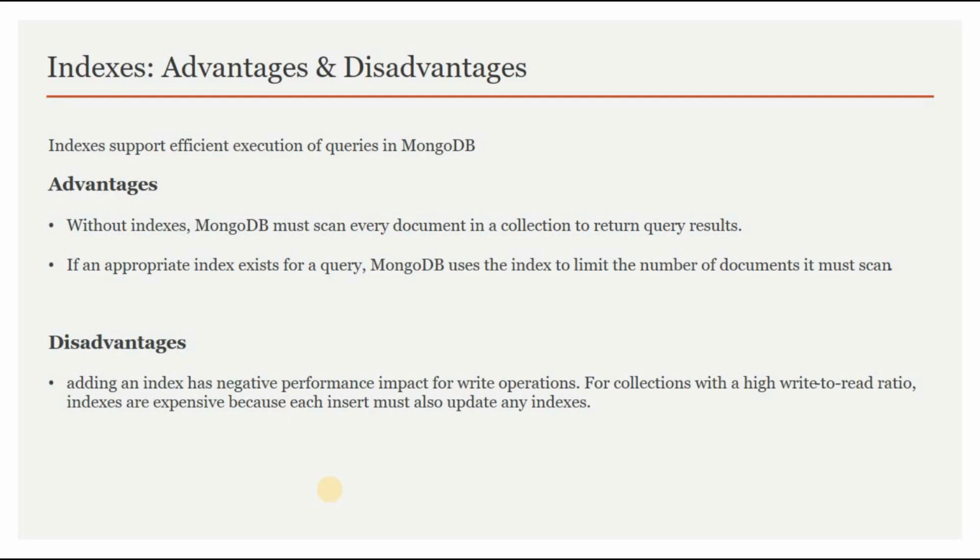So its advantages: without indexes, MongoDB scans every document in the collection to return a query result. Suppose you filter by any field, and that filter matches the last document, so it scans every document, and when it finds it, it gets the results. It takes some time. Now if an appropriate index exists for a query, MongoDB uses the index to limit the number of documents it must scan. So if the index is present, then it's not scanning all the documents.